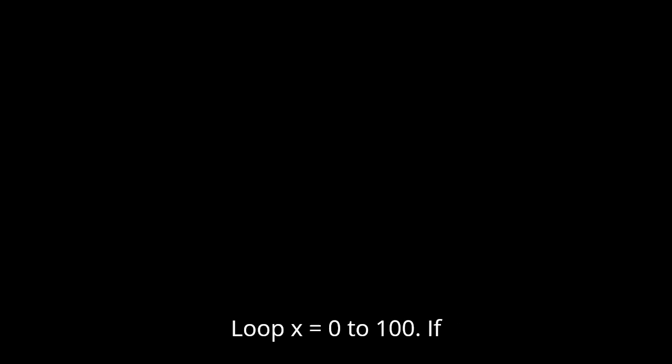Algorithm, better. Convert string S to integer n. Loop x equals 0 to 100. If x * x equals n, print 0 x or x 0. If no match, print -1.